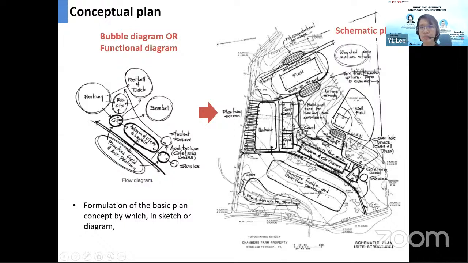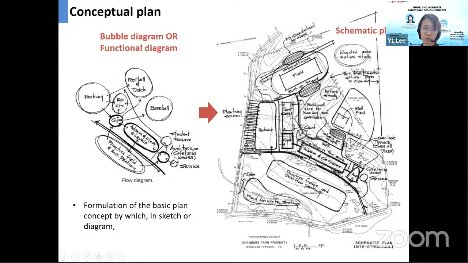The next one is the schematic. Normally you will see that in schematic plans, you put the functional diagram on the site plan as well. It is an overlay process, which means you have to fit the actual site. It is a process, a transition of your idea.